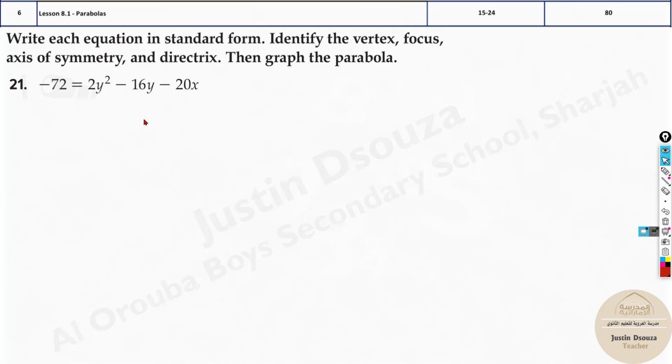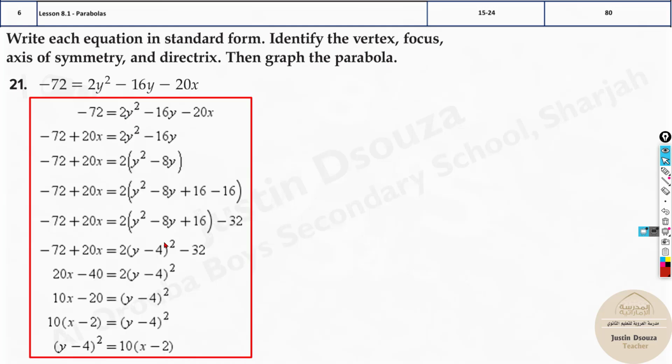Okay, now again you have to complete the square over here as well. You will get this answer. See, now they're using some very long method to complete the square. I will do this one as well because it is y and x. So first take the x to the other side. It will be 20x positive minus 72 is equal to, here you have 2y squared minus 16y.